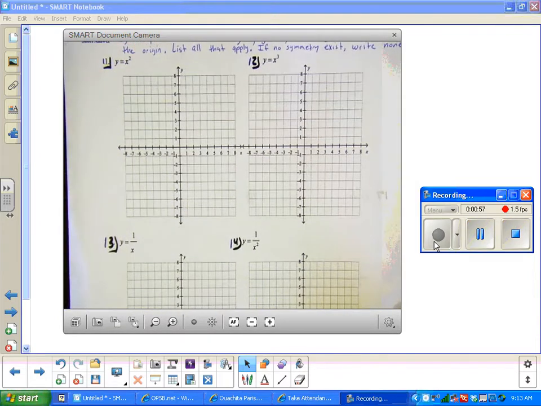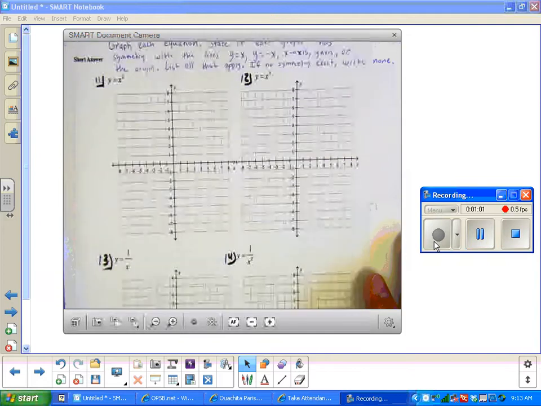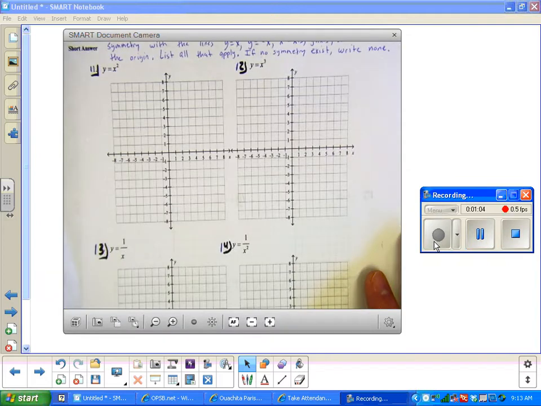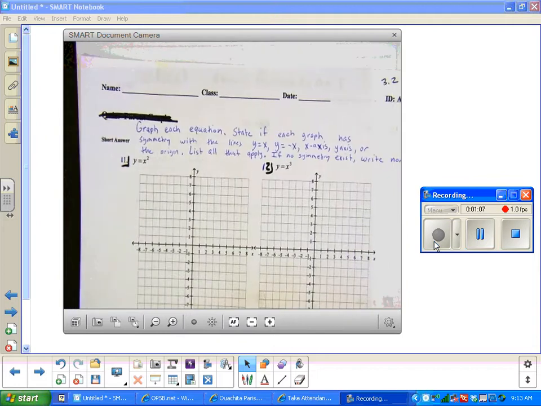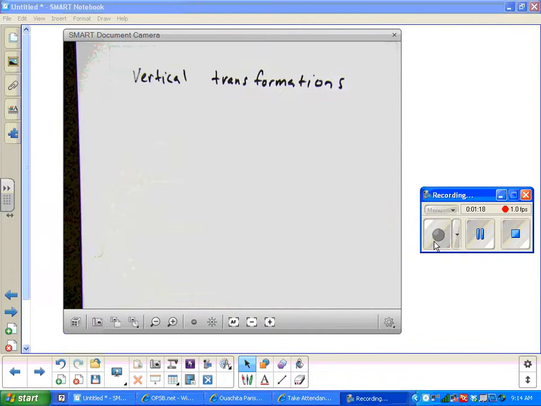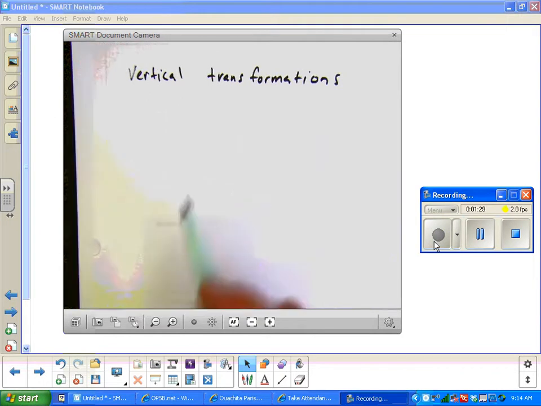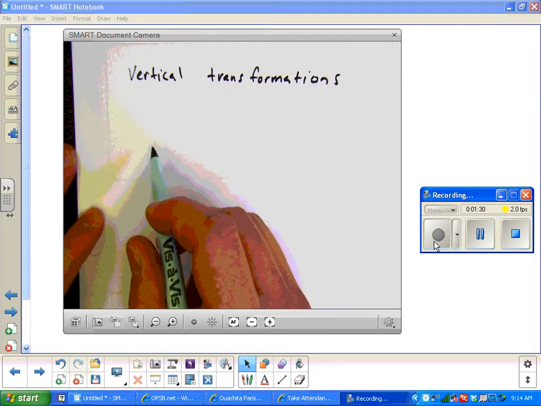And I'm also going to ask you here to name the symmetry. And so what I'm going to remember most here is really how do I start my T-table? Is it symmetric with the y-axis, the x-axis, the origin? All right. Now, so let's start off.